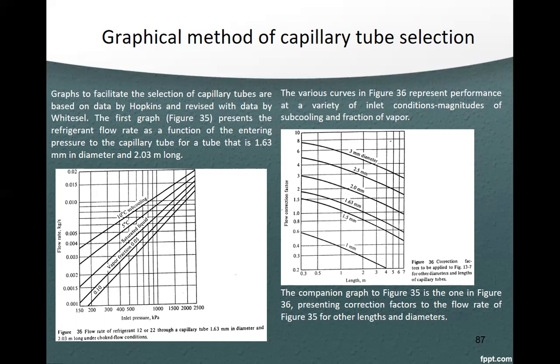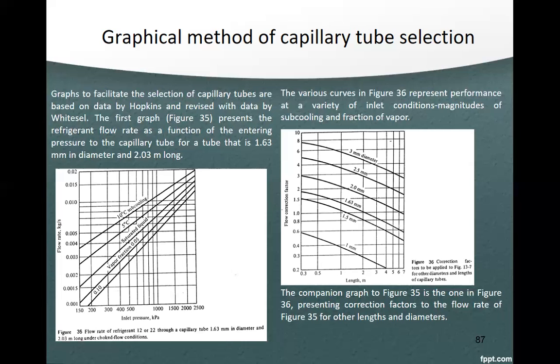So, the various curves in figure 36 represent performance at a variety of inlet conditions of subcooling and fraction of vapor. This is the correction factor to be applied in figure 13.13.7. Ibig sabihin yan yung figure 35 natin for other diameter and length of capillary tube.